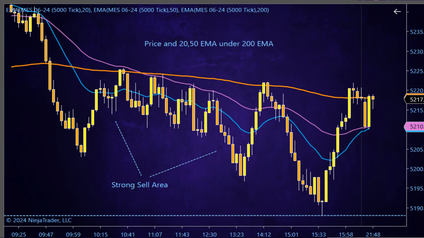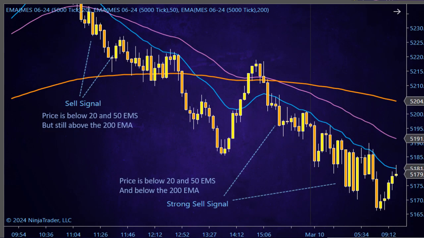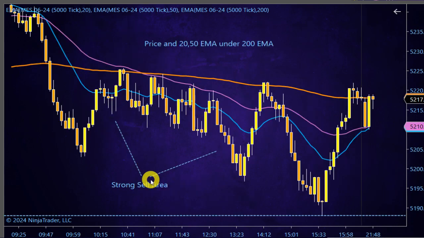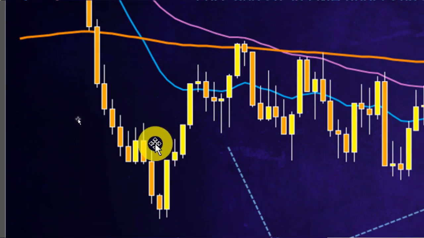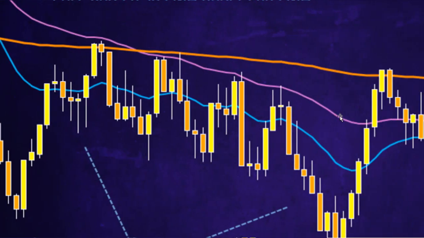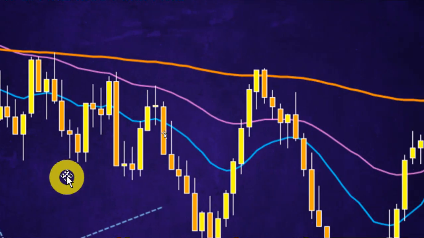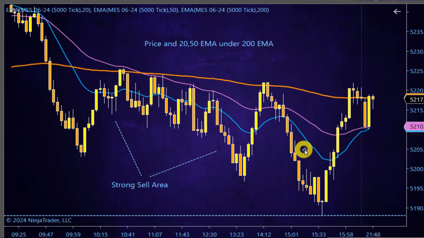One more chart here, I think. Yeah, right here. Now you can see the difference between a weak signal over here, a sell signal, and a strong signal over here. And it just rides up and down for a while. And this is all strong sell signal in this picture right here.